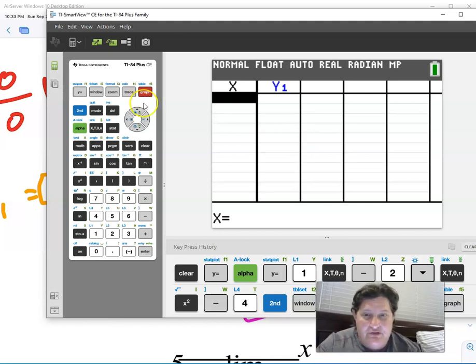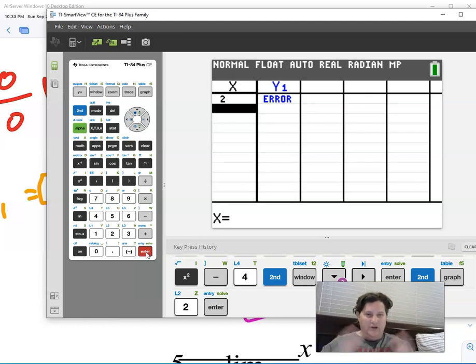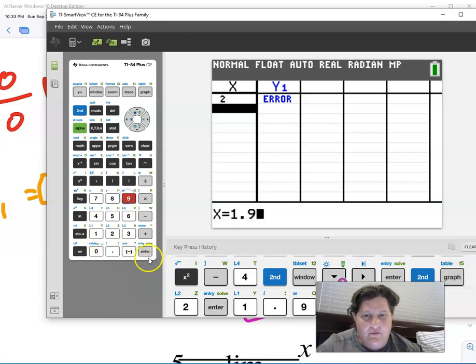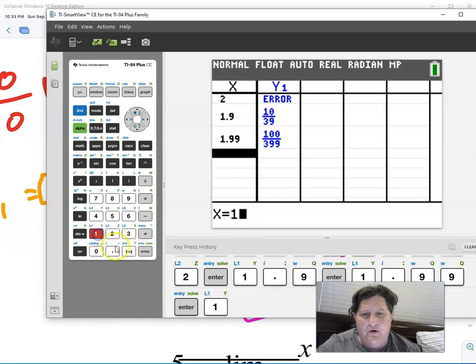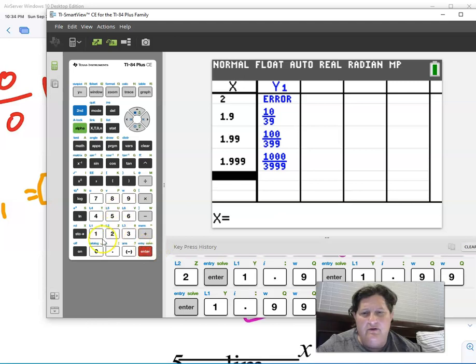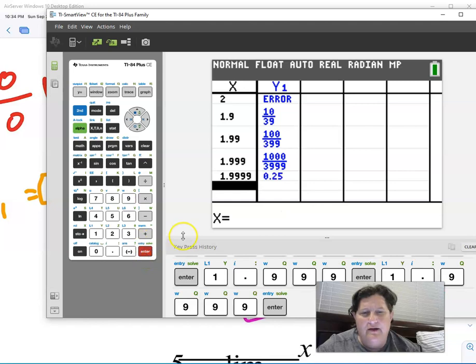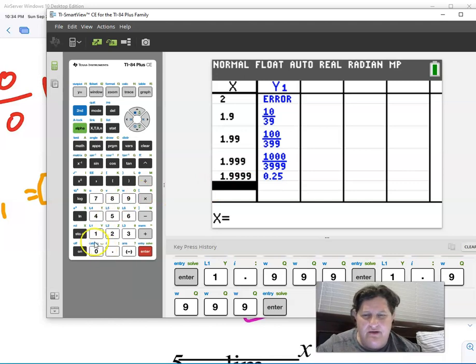The limit as it approaches 2. If I just put 2 in here, it's going to give me an error because that was the 0 over 0. But I want to approach 2. I want to get really close to 2. So what gets really close to 2? 1.9. Okay, that's weird. 1.99. All right, 1.999. There we go. 0.25. Let's see if it goes to the same place from the other side, okay?